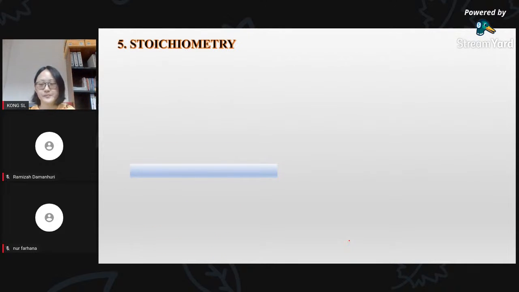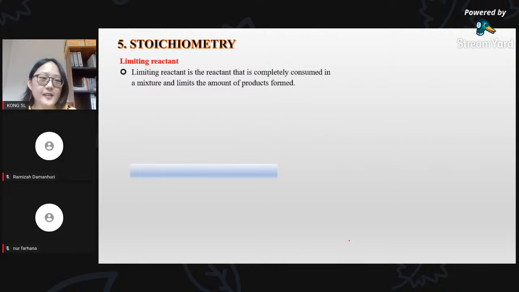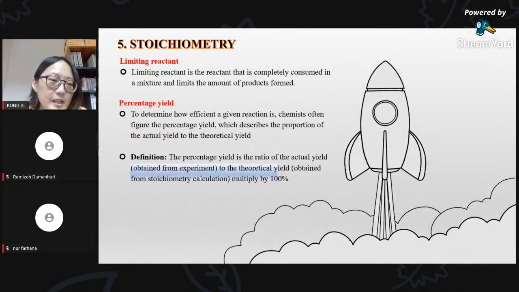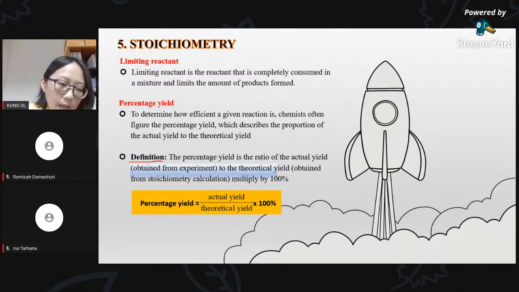Last part. Okay, stoichiometry. So this is definition for limiting reactant. This is the definition for percentage yield. Okay. So if the question asks about definition, but normally won't ask, okay, you have to write in sentences and then write the formula for percentage yield.